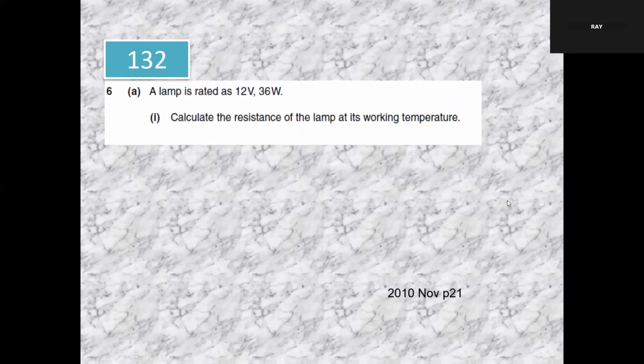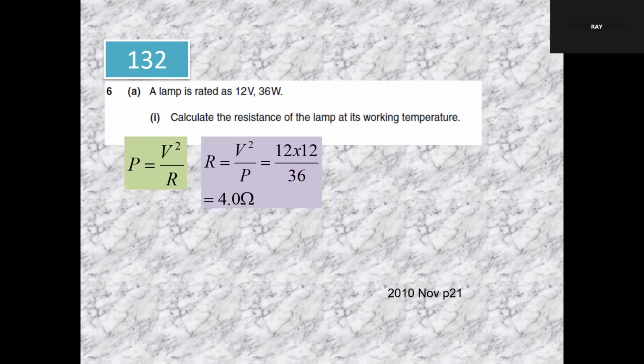Okay. Calculate the resistance of the lamp at its working temperature. Memorize the formula only, this one. Straightforward. How to calculate the resistance of the lamp? 12 squared over 36. P equals V squared over R, then R is V squared over P, cross multiply. These two, cross multiply. 12 volt squared over 36 is 4 ohm.